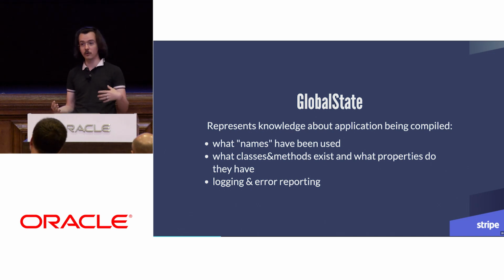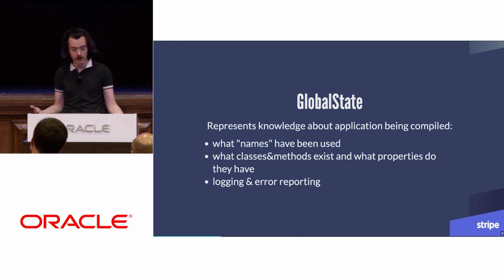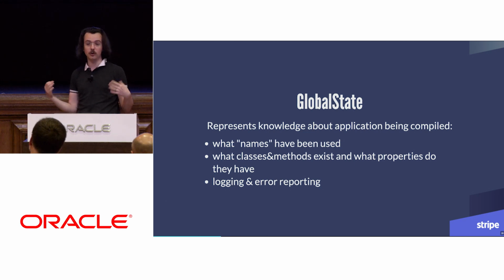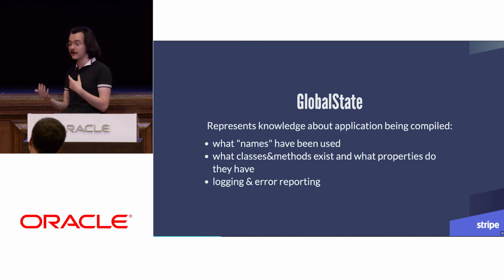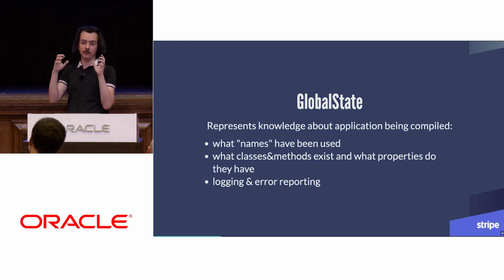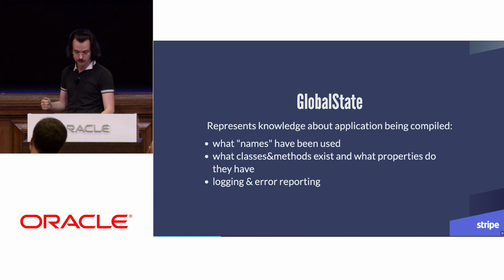It knows the list of names that exist in your programs, it knows the list of definitions that exist in your programs, and what properties they have. It also tracks things like logging and error reporting. Encapsulating global state was a very helpful thing that allowed us to have maintainable and much better understandable code, and at the same time to have a small, clearly understood piece of code that has to be optimized because everything relies on it.